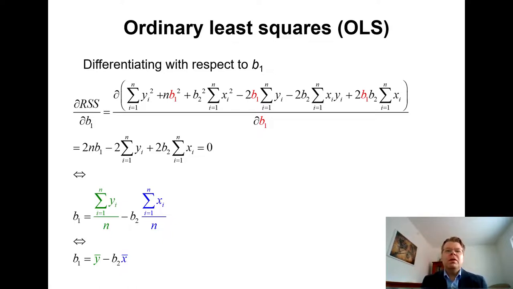So if you think about it, we could also reorganize it in a different way. We could say that the sample average of y is equal to b1 plus b2 times the sample average of x. This result implies that it's always optimal to set the intercept so that the regression line passes through the sample average.